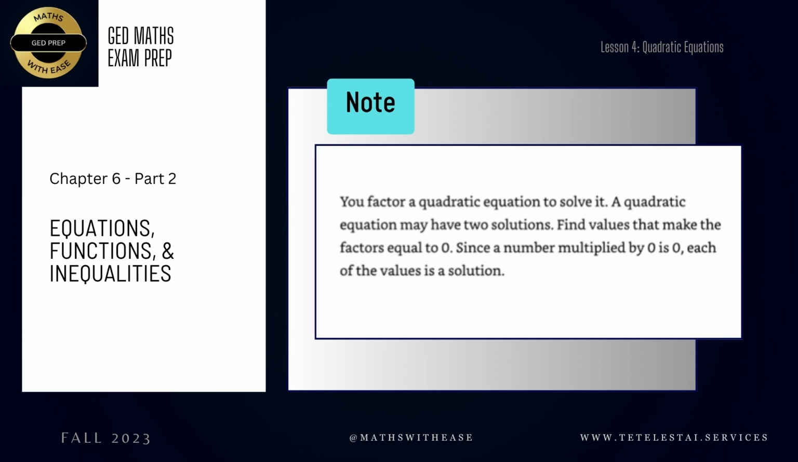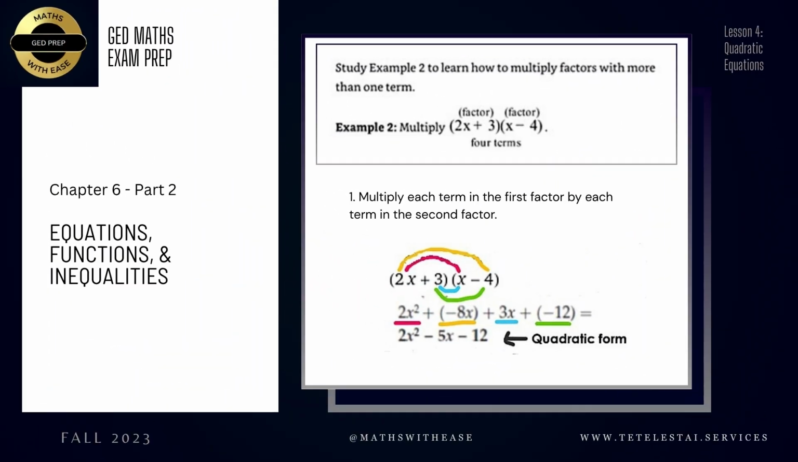You can factor a quadratic equation to solve it. I just essentially went over that there are 3 different ways of finding what value x should take on, and that's known as solving a quadratic equation. A quadratic equation may have 2 solutions. You want to find values that make the factors equal to 0. Since a number multiplied by 0 is 0, each of the values is a solution. So let's look at some examples.